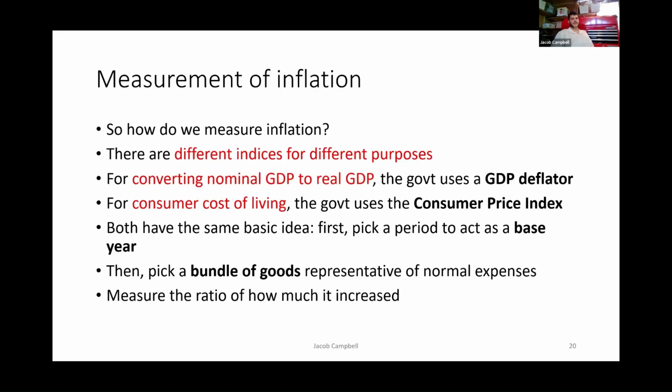So, how do we measure inflation here? Now, there are different indices for different purposes. For converting nominal GDP to real GDP, the government uses what's called the GDP deflator. And for consumers' cost of living, the government uses the Consumer Price Index. And these are both based on the same idea.